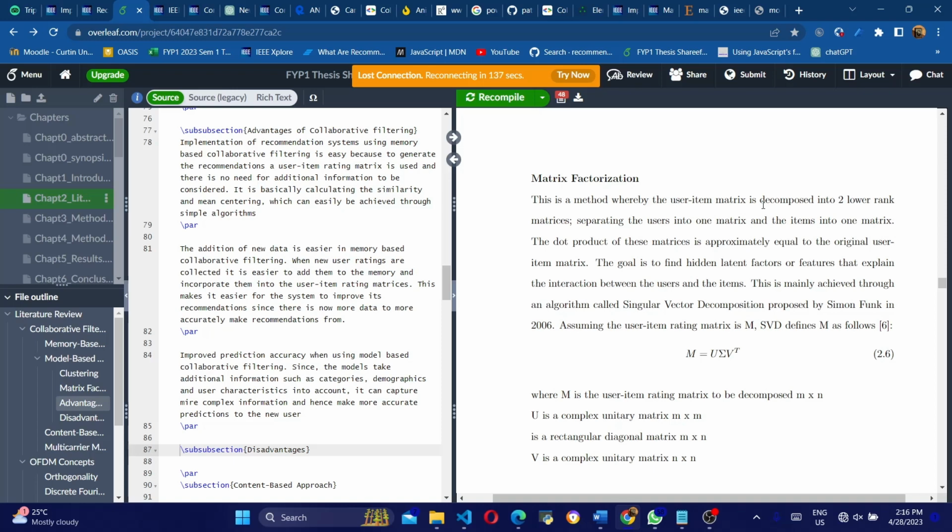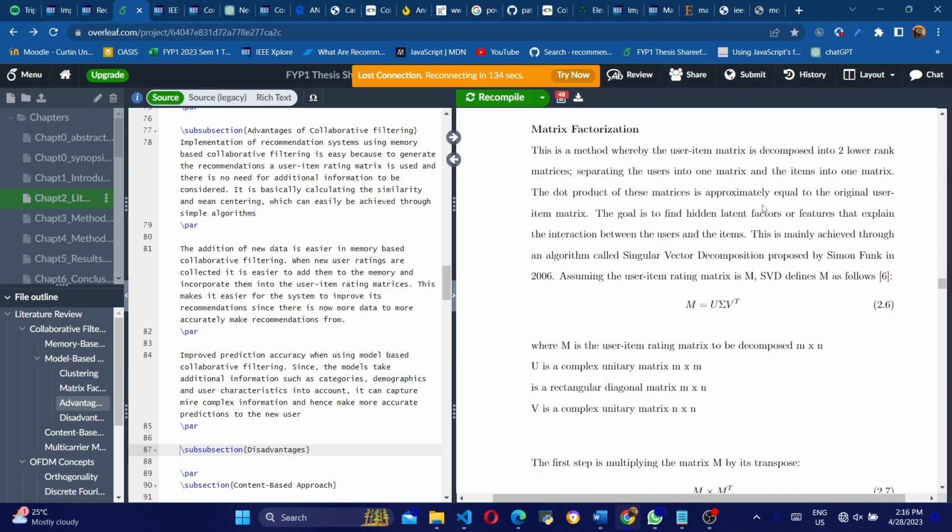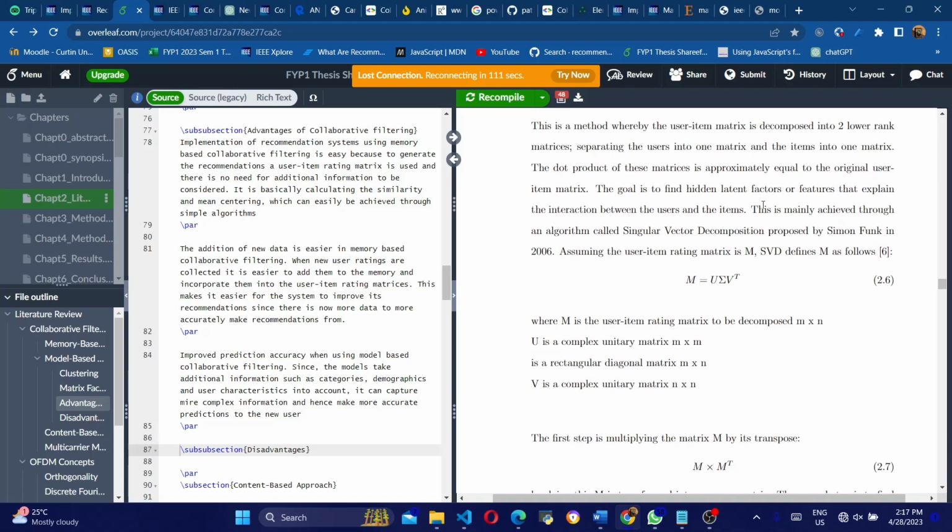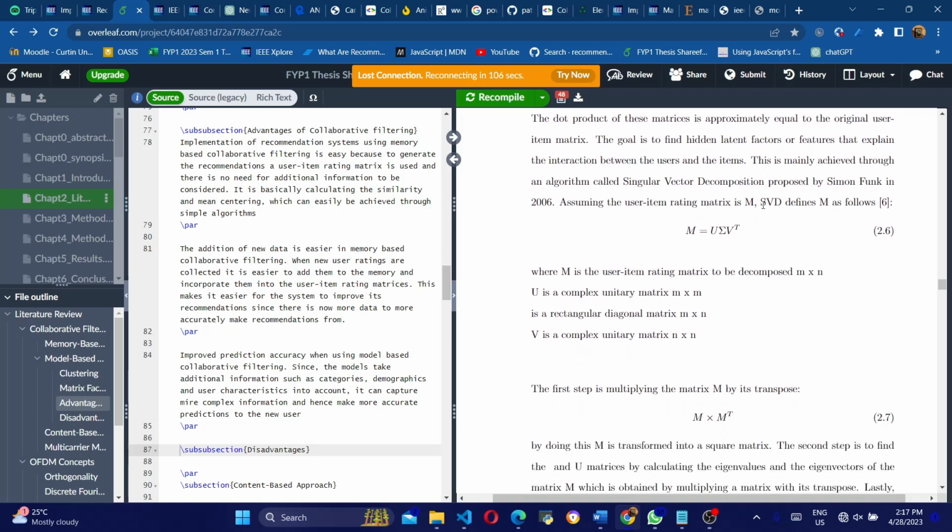This is mainly achieved through an algorithm called singular value decomposition, proposed by Simon Funk in 2006. Assuming the user-item rating matrix is M, SVD, or singular value decomposition, defines M equal to U sigma V^T, where T is basically the transpose of a matrix.